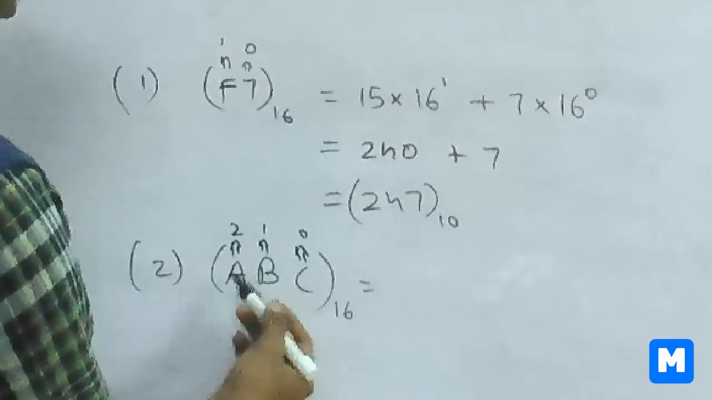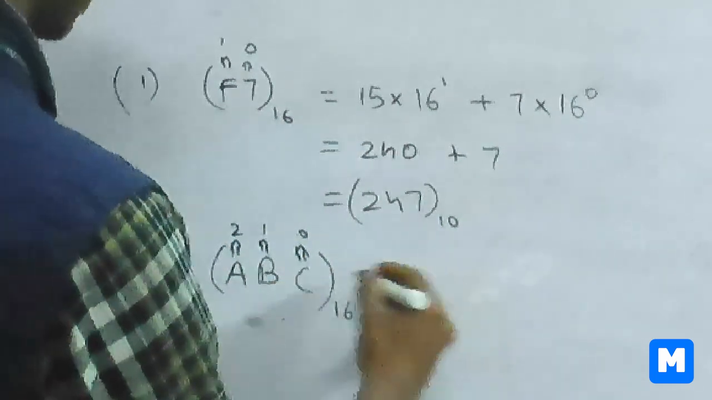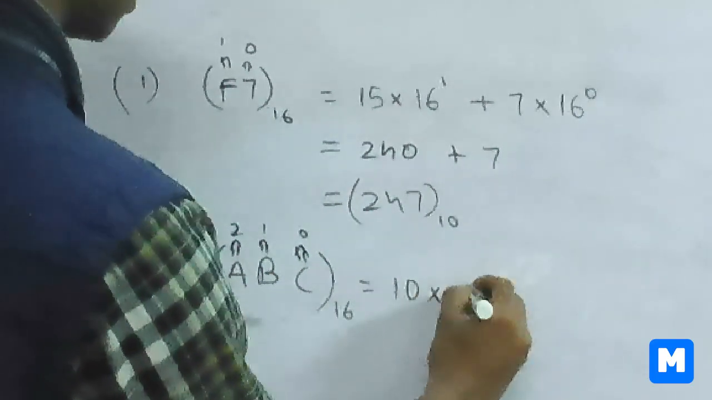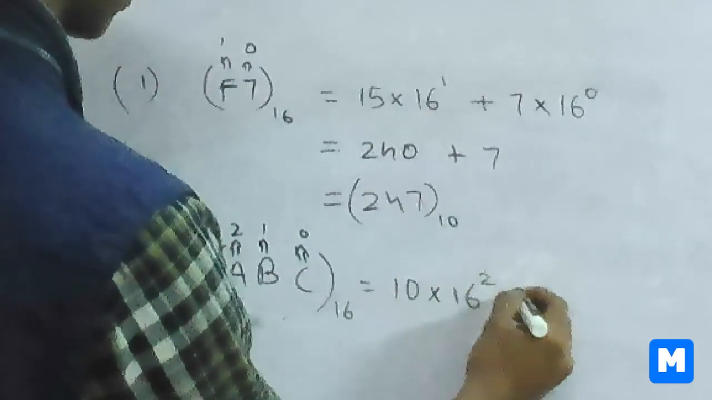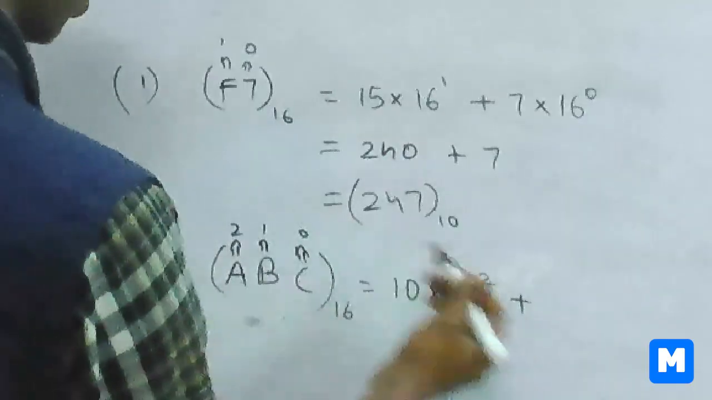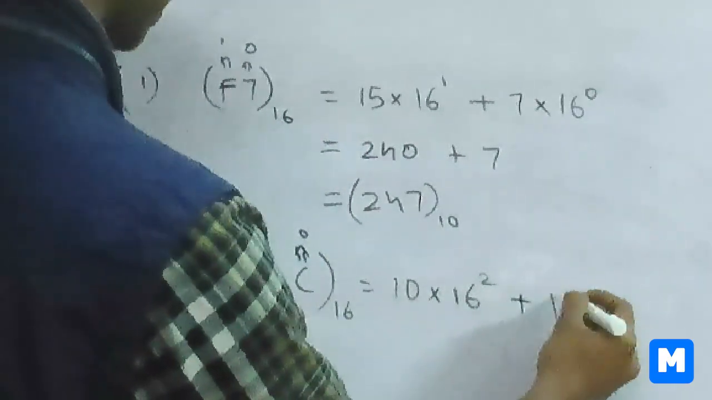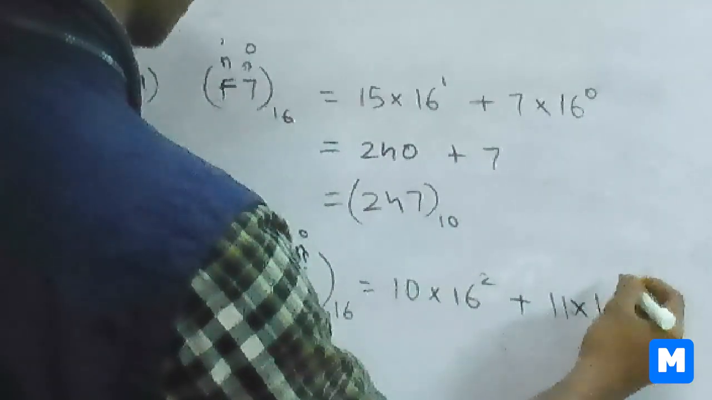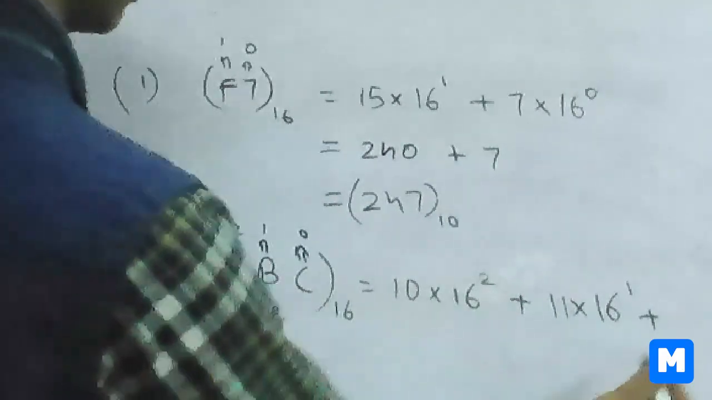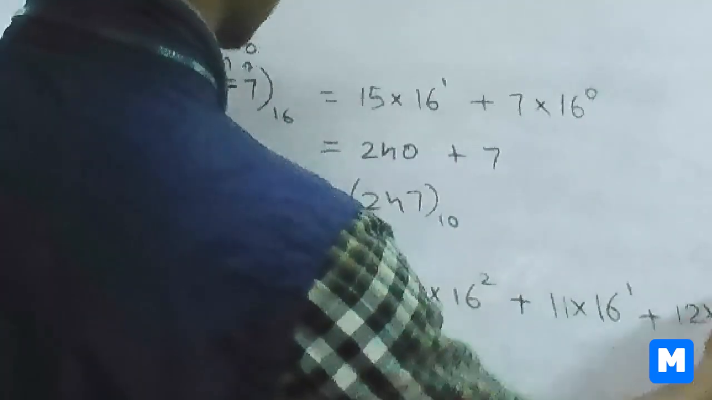Now we take your third digit. Its corresponding index is 2. So we take the value of A, which is 10 in the hexadecimal. So 10 is your mantissa and base 16 to the index 2. Similarly for B, the second digit, the index is 1 and B's value is 11 in the hexadecimal system. So 11 being your mantissa into the base 16 to the power of the index 1. And for the last digit, the same process. C is 12, so 12 into 16 to the power, the index being 0.